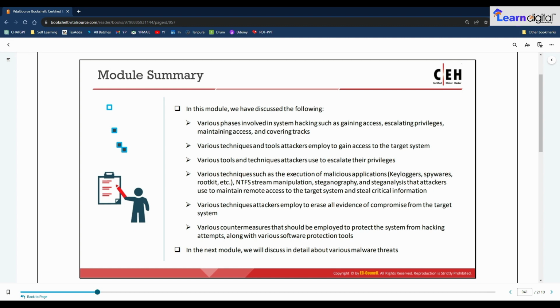The various countermeasures that should be employed to prevent system hacking attempts, along with various software protection tools, were discussed. So in the next module, we will discuss in detail the various malware threats.